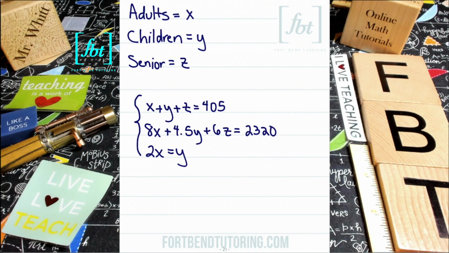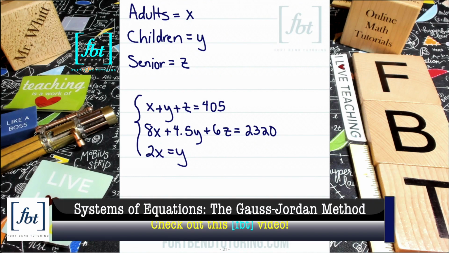The second equation reflects the amount of money earned that day, as we have $8 times the number of adults, $4.50 times the number of children, and $6 times the number of seniors that attended the theater. And that's set equal to the $2,320 that was earned.